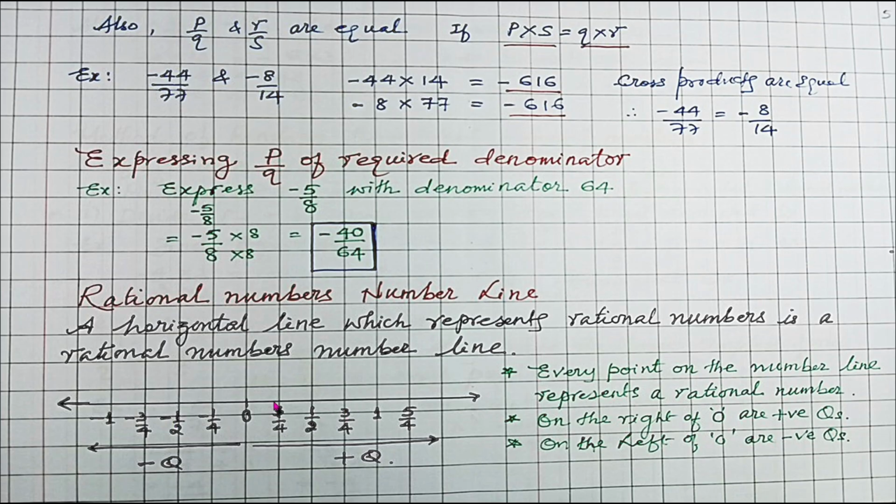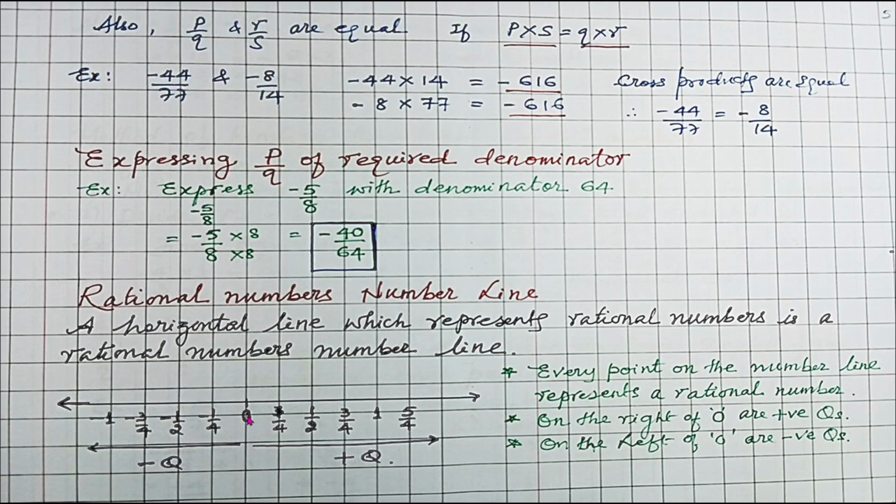1, 2, 3, 4 parts. The first part is 1 by 4, the second part is half, the third part is 3 by 4, and the fourth part is 4 by 4, that is 1. That means we can represent the positive rational numbers and the negative rational numbers on a number line, and therefore a horizontal line which represents rational numbers is known as the rational numbers number line.